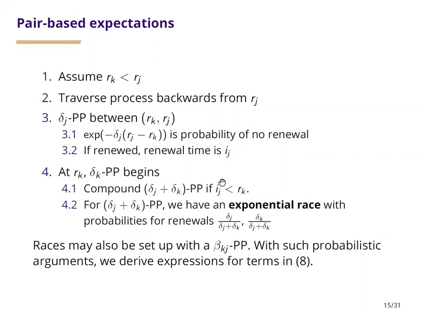Now, if we haven't achieved a renewal from the jth process, we now have a compound Poisson process with delta J plus delta K rate. And for this compound Poisson process, this superposition, we have an exponential race with probabilities for the renewals of the jth and kth process being shown here. We can also set up these exponential races with, say, a beta Poisson process. And essentially setting up these exponential races is how we'll derive various probabilistic arguments. And with these probabilistic arguments, we arrive at expressions for the terms in formula 8.